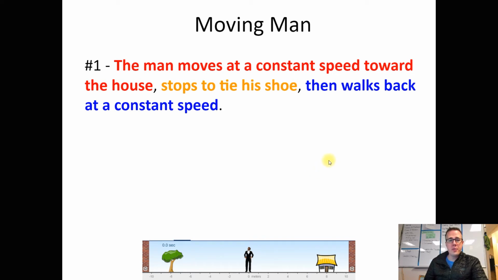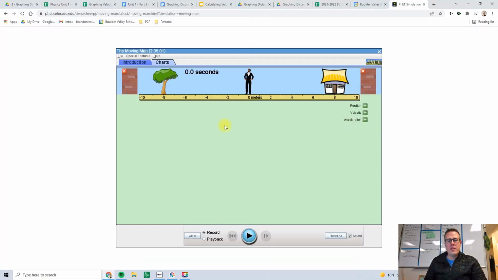He's going to move at a constant speed toward his house, stop to tie his shoe, and then he's going to walk back to where he started at a constant speed. Pause this video and add the description and sketch out what you think that graph is going to look like before starting the video again. If you're still watching, you are ready to see how this plays out.